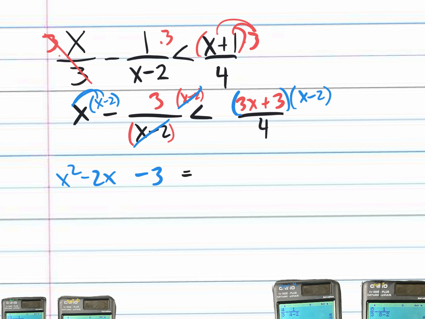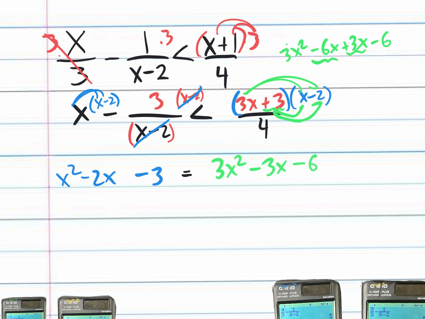And then over here, you're going to distribute. 3x times x is 3x squared. 3x times negative 2 is negative 6x. Positive 3 times x is a positive 3x, and positive 3 times negative 2 is a negative 6. And if you combine the middle terms, you'll get a negative 3x in the middle. So what we really have is the 3x squared, the negative 3x in the middle, and the minus 6 at the end, and it's still all over 4. So we're going to put it all over 4.